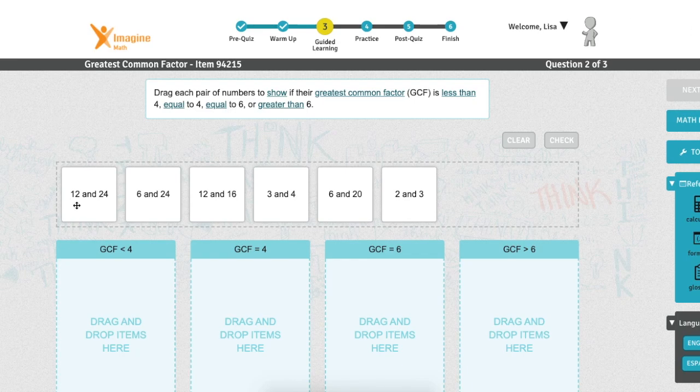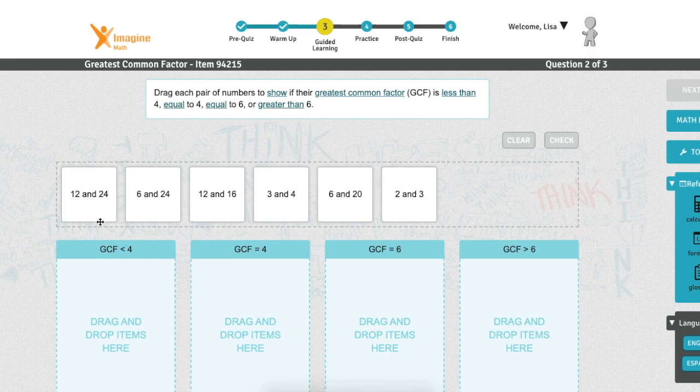So if I'm looking at 12 and 24, and I'm looking for that greatest common factor, I know that 12 is divisible by 1, and so is 24. I know that 12 is divisible by 2, and 24 is also divisible by 2 because they're both even numbers, meaning that they can be divided by 2. 12 is divisible by 3 because 3 times 4 is 12. 24 is divisible by 3 because 3 times 8 is 24. So we know that 1, 2, and 3 are factors of 12 and 24. They're common factors. 12 is also divisible by 4 because 12 divided by 4 is 3. 24 is divisible by 4 because 6 times 4 is 24.